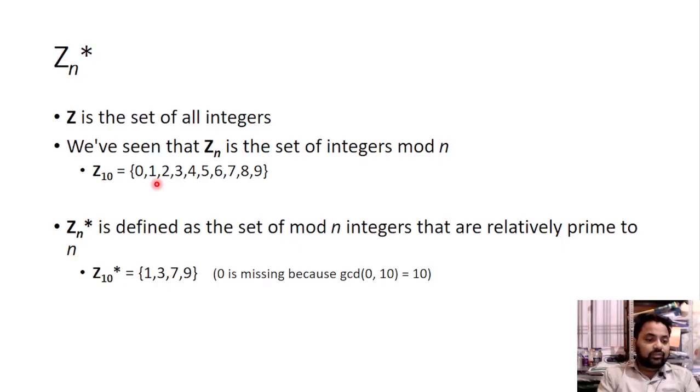0 is missing because the greatest common divisor of 0 and 10 equals 10.